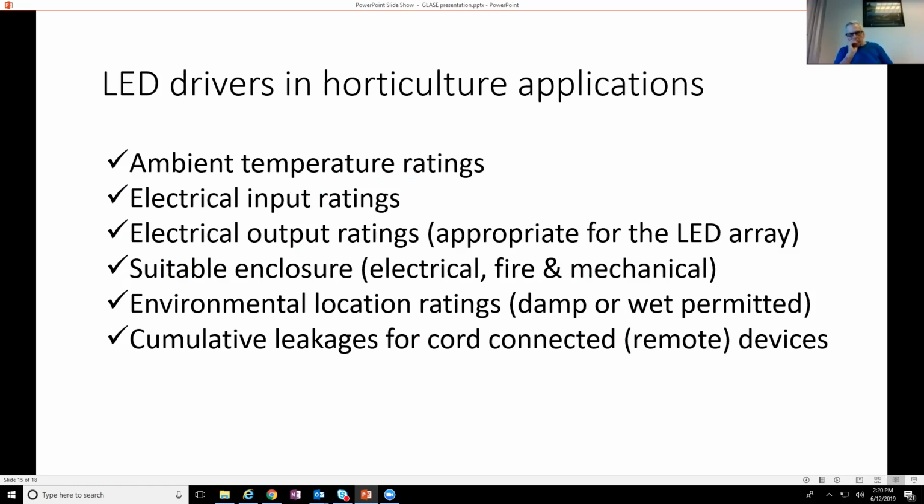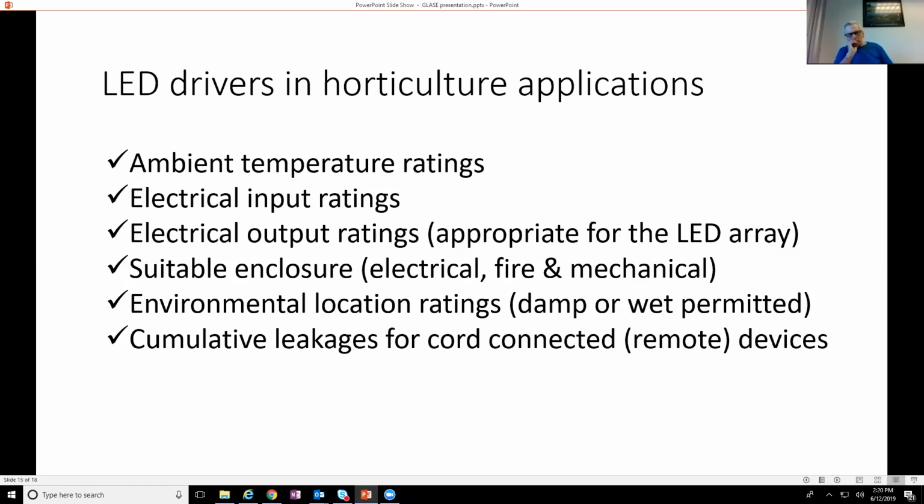Today, UL 8800 will only allow luminaires and by extension LED drivers, standalone LED drivers, that are rated damp or wet. These are definitions of the National Electrical Code, and it's excluding products that are rated for dry environments.